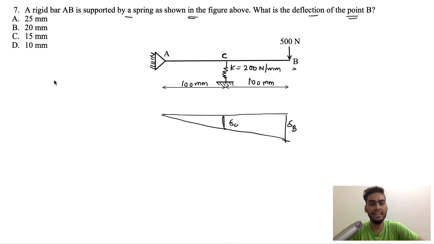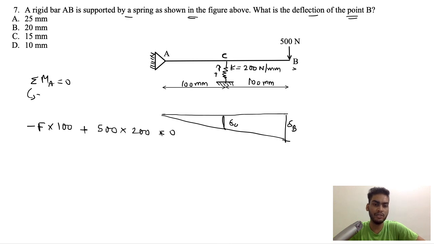So first of all we can write the force equilibrium, or summation of moments, for finding out the force in this spring. So sigma M_A is equal to 0 if we write, taking anti-clockwise as negative. Let's say the force in the spring is F. So it is minus F times 100 plus 500 times 200 is equal to 0, because only these two forces are there. So from that F is equal to, this will cancel out, and we have F as 1000 Newton. So the value of F is 1000 Newton.